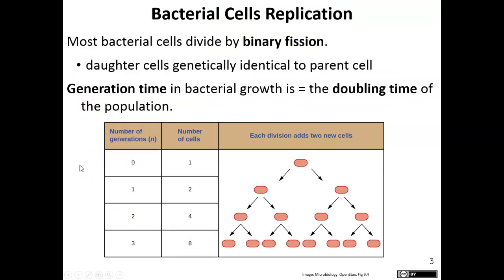So the generation time then is the amount of time it takes bacteria to go through a binary fission. So from one parent cell to producing two daughter cells, that would be one generation time. It's also known as the doubling time of the population because whenever bacteria replicate, they double their entire population. So one cell produces two cells. Two cells will produce four cells. Four cells will produce eight cells. Eight cells will produce 16 cells, then 32, then 64, then 128, then 256, and it just goes on and on and on.